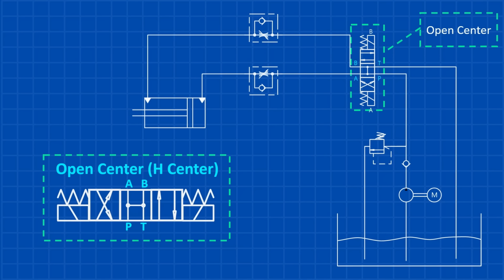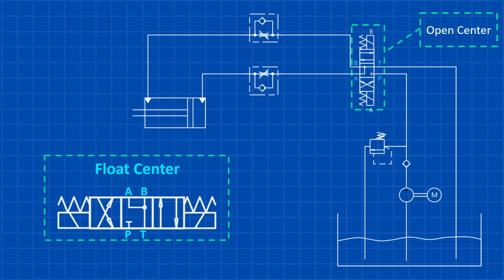Like the tandem center, this setup is great for reducing strain on the pump, but it's limited to a single circuit. Next, let's talk about the float center hydraulic valve. In its neutral position, the work ports connect directly to the tank, allowing the actuator to move freely under load without resistance. Unlike tandem or open center valves, the float center valve doesn't route pump fluid back to the tank when centered. This design allows the pump to operate multiple circuits, as the fluid flow isn't diverted.